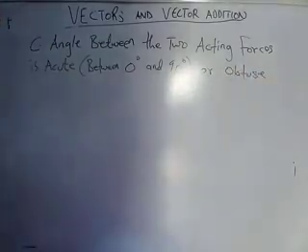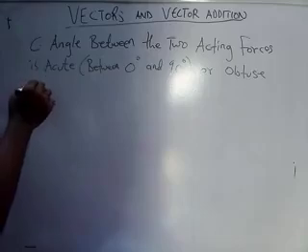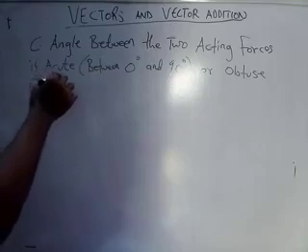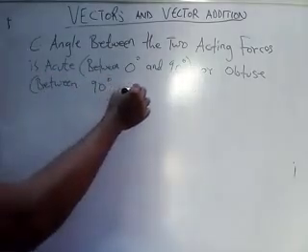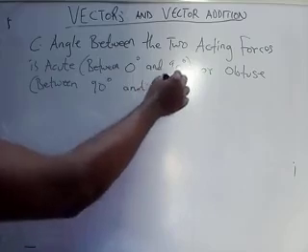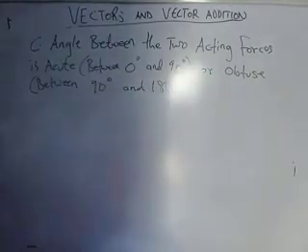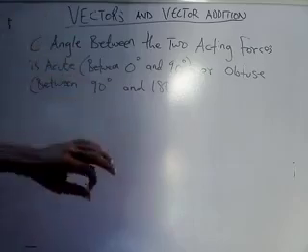Or obtuse. We're talking about obtuse, when the angle is between 90 degrees and 180 degrees. Let's look at these scenarios and see how we can attack questions where it comes to either of these.